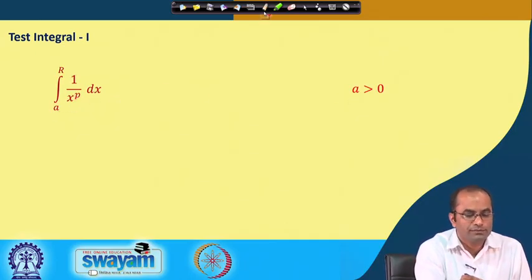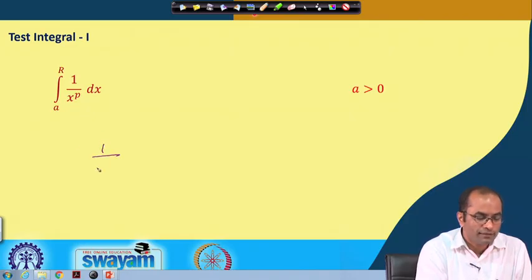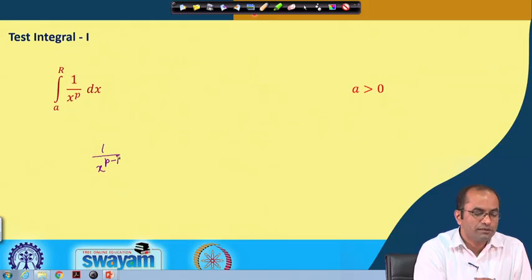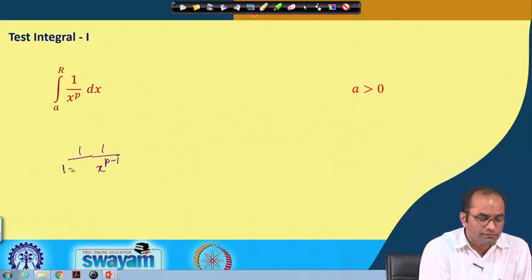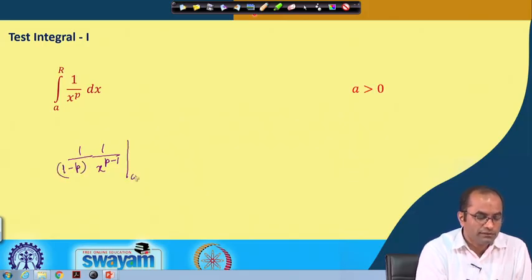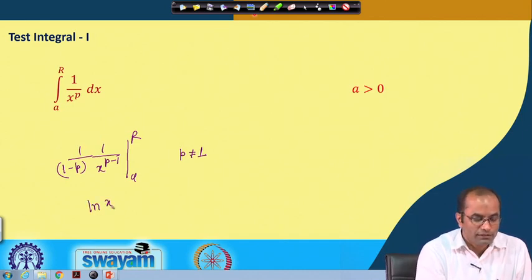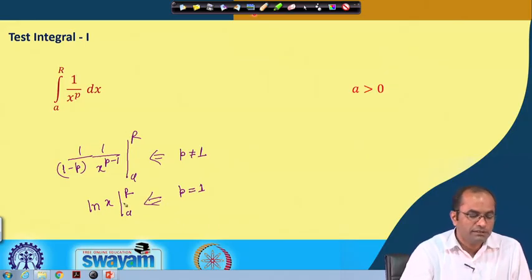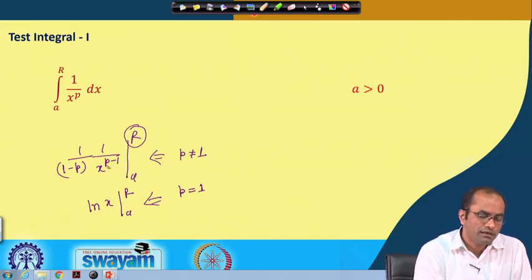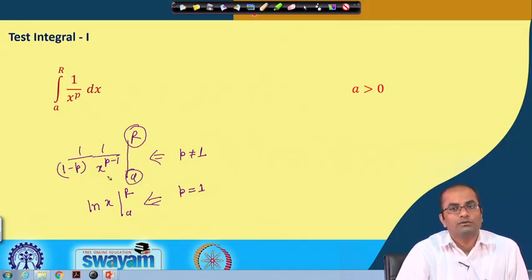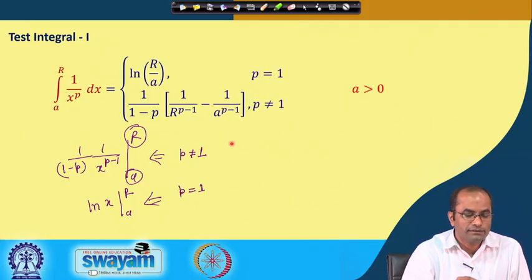So, here 1 over x to the p, that is x to the minus p. When we integrate this, x power minus p plus 1, divided by minus p plus 1, so 1 minus p will also come. So, this is the integral from a to r, but this is for p not equal to 1, because when we take p equal to 1, we will get 1 over x, which is the logarithm of x, and then we will take the limit. So, there will be two possibilities. Then we can substitute the upper limit r and the lower limit a, and we will get this integral here.